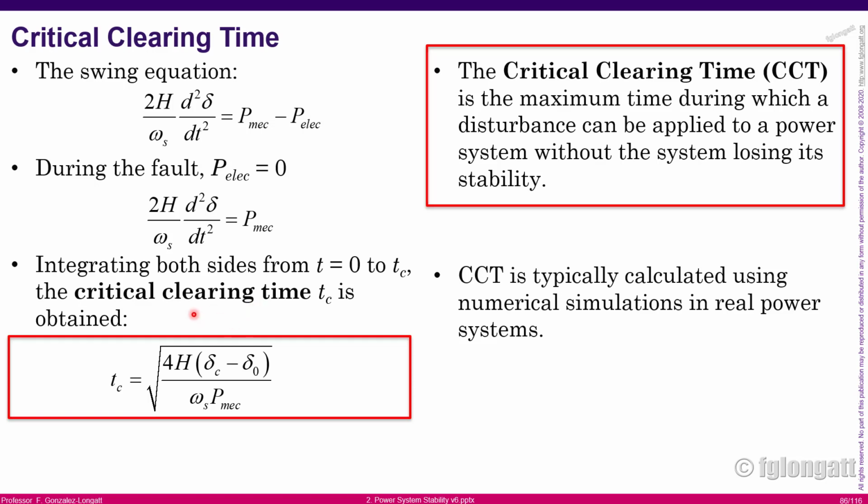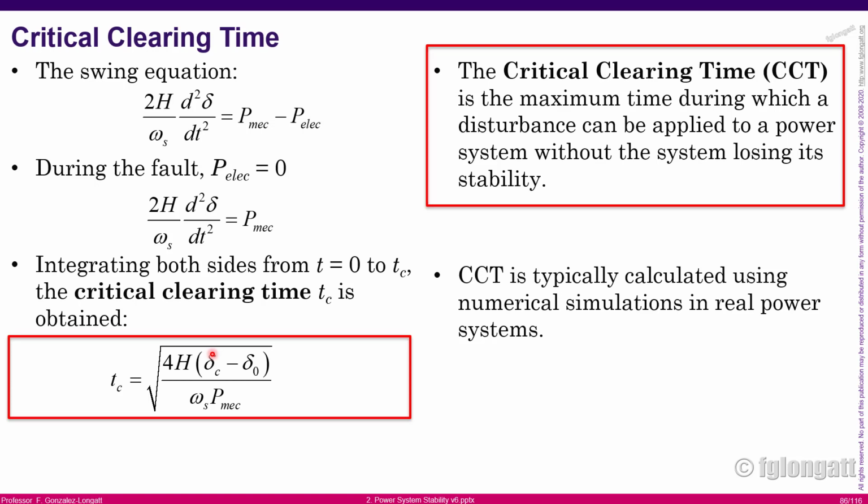Here, I include in this red box a classical equation. That classical equation is to calculate the critical clearing time based on the critical clearing angle, okay? As you can see over here, we have the critical clearing time, TC, and it is defined in terms of the critical clearing angle, okay?